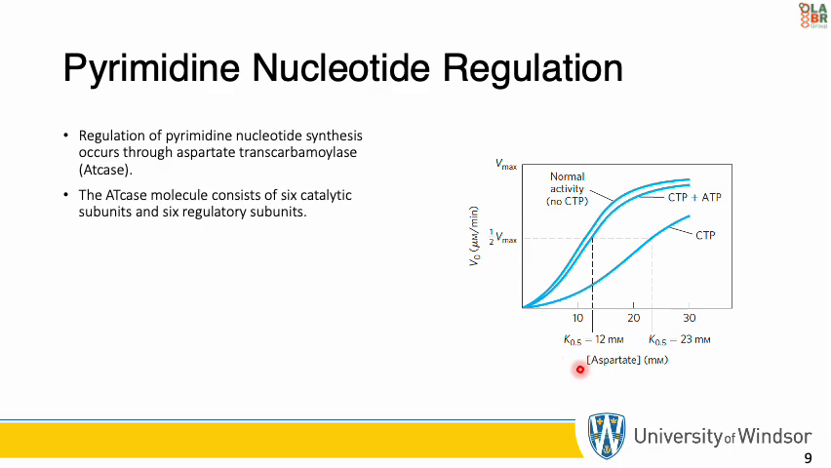As you increase your concentration of aspartate along this axis, and you have an increase in CTP, you're going to get a decline in activity of this enzyme. But what's really important to highlight is that ATP can prevent the changes induced by CTP. Again, not to the normal activity, but quite close to what it was before.